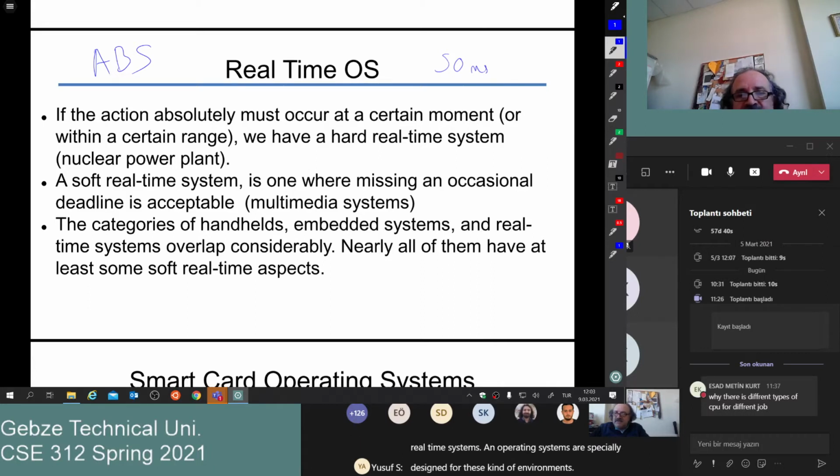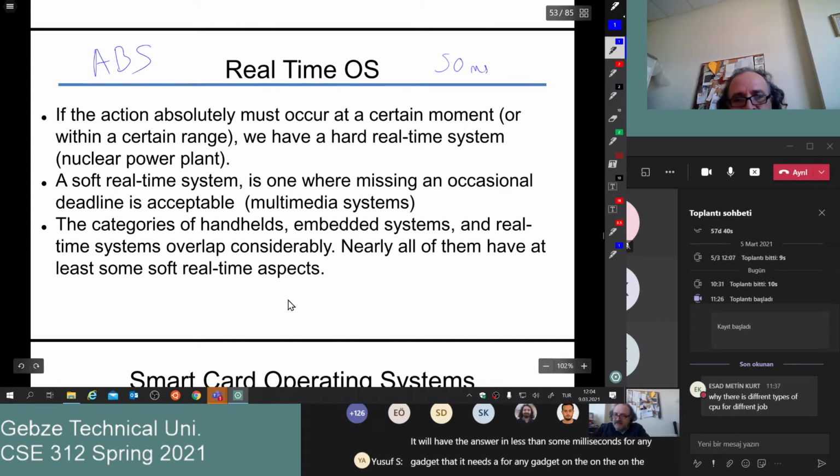Okay, good. So this is a real-time operating system. Some of them might be very complicated. And remember that we talked about the computer of the space vehicles, such as the computer on the Perseverance robot currently on Mars. It's a real-time operating system. It guarantees that it will have the answer in less than some milliseconds for any gadget that it needs, for any gadget on the vehicle. Good.